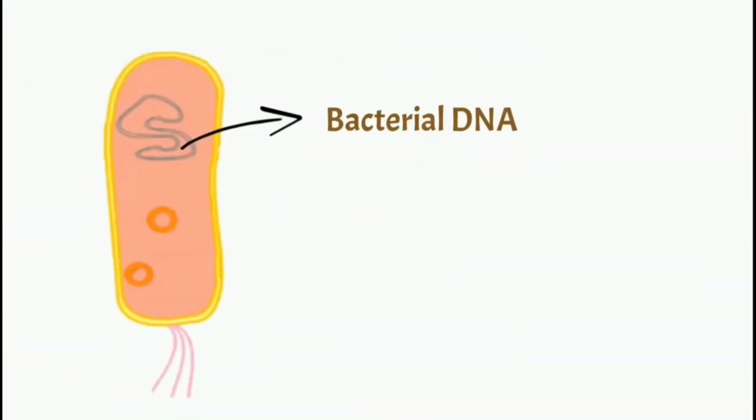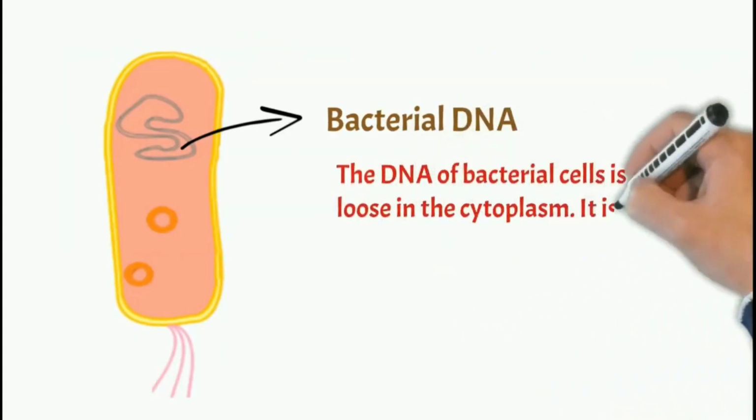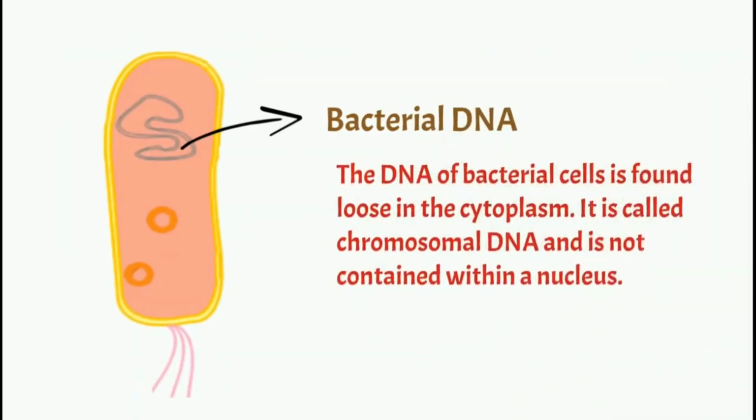Firstly, I'm going to explain about bacterial DNA. The DNA of bacterial cells is found loose in the cytoplasm. It is called chromosomal DNA and is not contained within the nucleus.